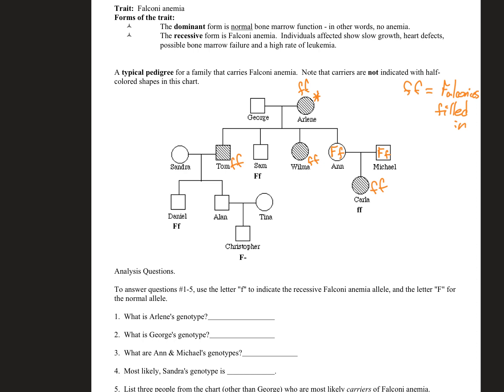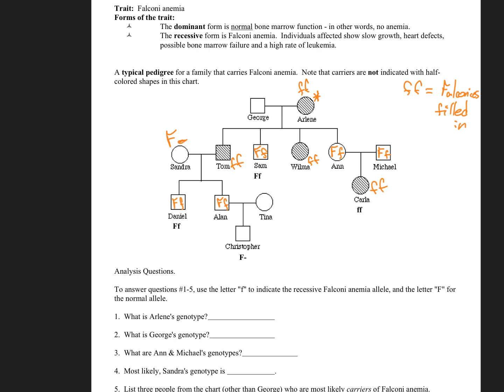So moving forward, filling in the rest of these, you know that this parent, Sam, has a little f and a big F because he doesn't have the disease, little f because Arlene had the disease, so she's little f, little f. Sandra married Tom, and both their children, Sandra has to have a big F. I'm sorry, I said big A. I'm just used to using A because it's easier. Daniel and Alan have to have a little f because Tom gave them a little f. They have to have a big F because they don't have the disease.